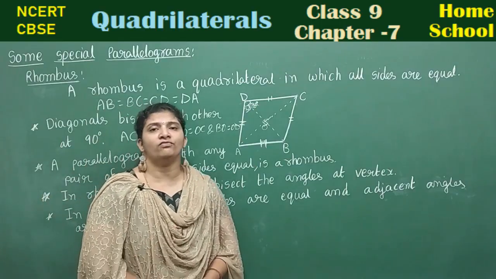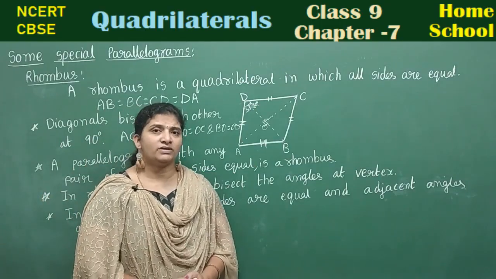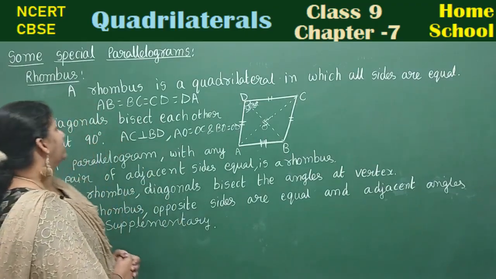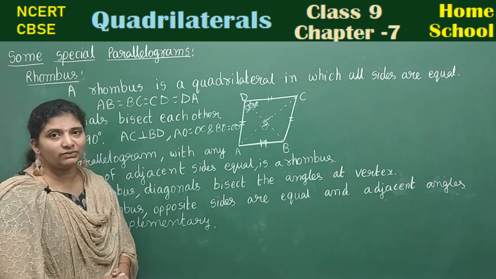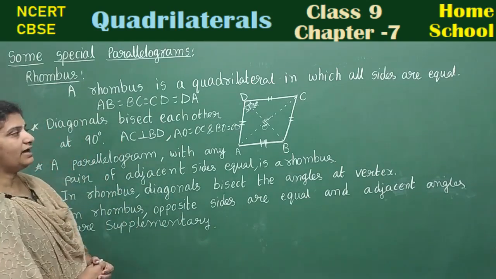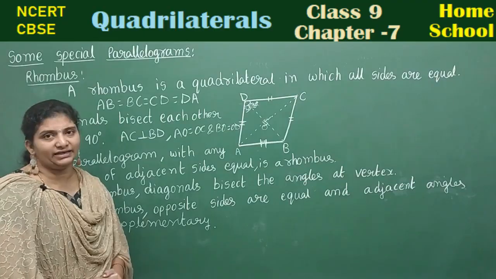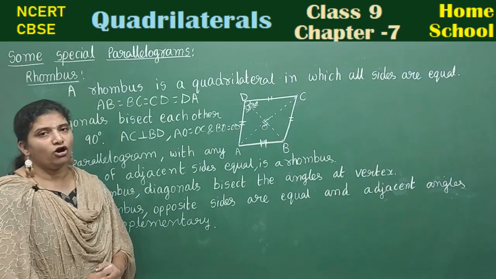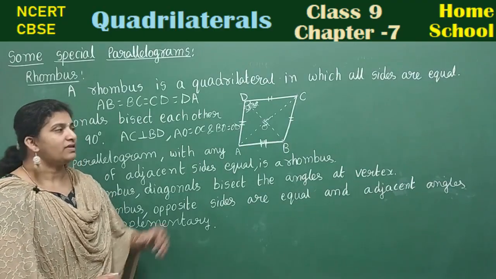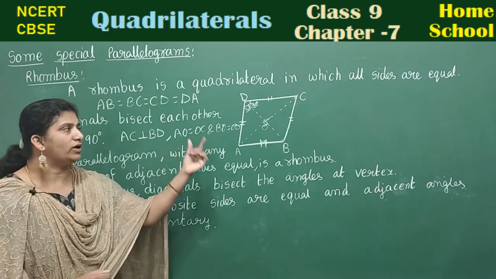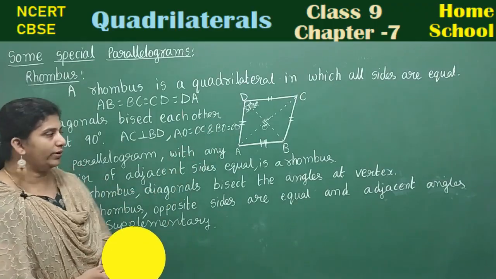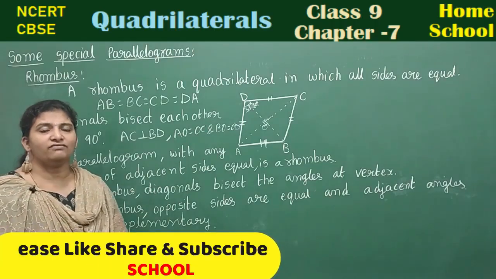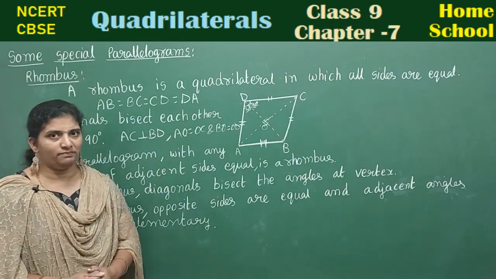So let's have a recap of all the properties of a rhombus. What is a rhombus? It is a quadrilateral in which all sides are equal: AB equal to BC equal to CD equal to DA. Diagonals bisect each other at 90 degrees. They are perpendicular. You can say AC perpendicular to BD or BD perpendicular to AC. When they are bisecting, AO equal to OC and BO equal to OD. A parallelogram with any pair of adjacent sides equal, we call that parallelogram a rhombus.